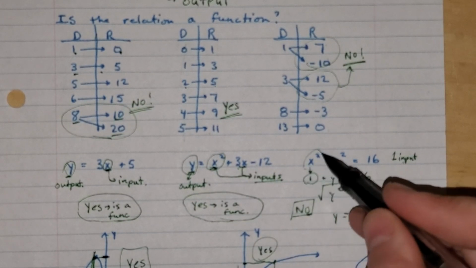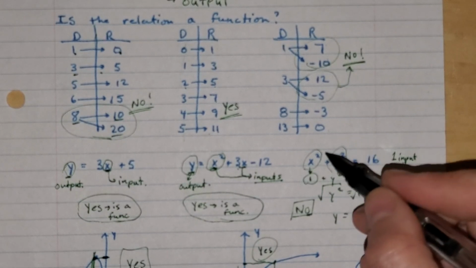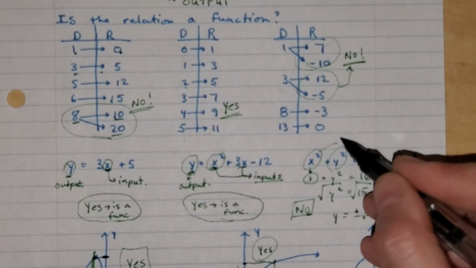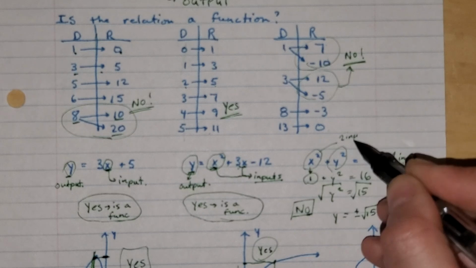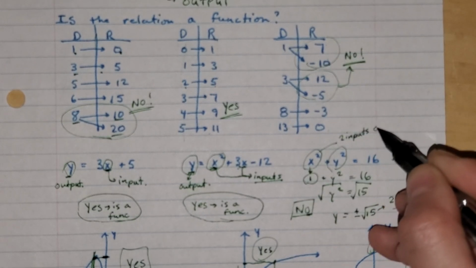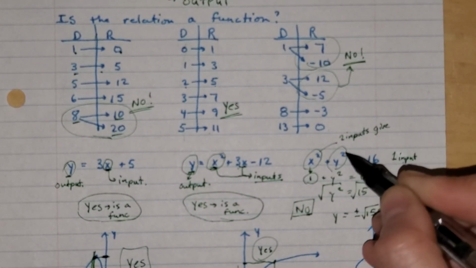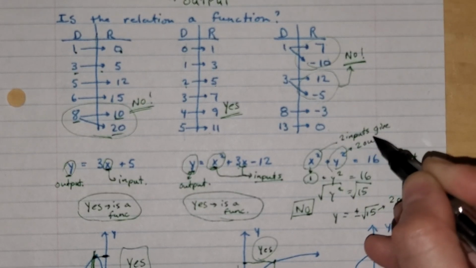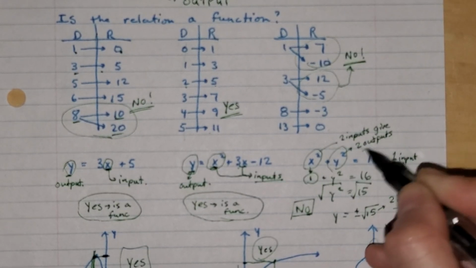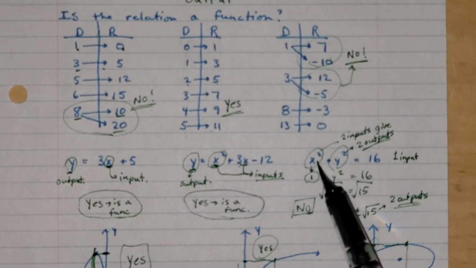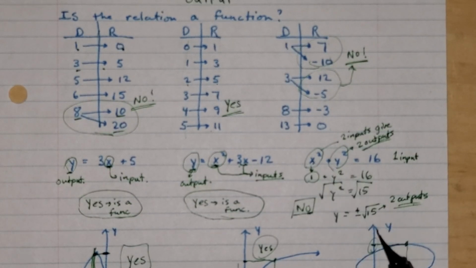Notice here, both squared. What this means is 2 inputs will give 2 outputs. What that basically means is I can plug in 2 x values to get plus or minus root 15.